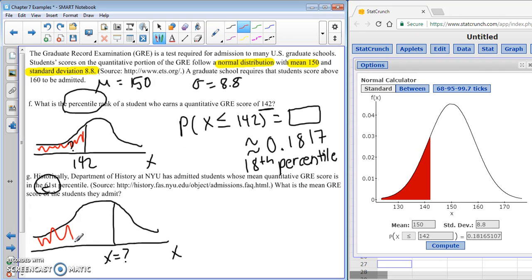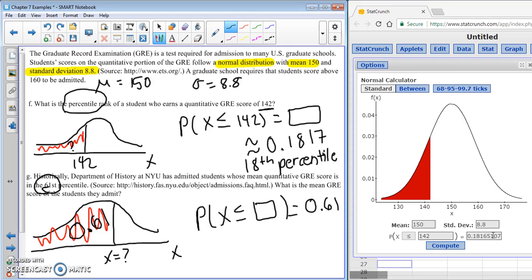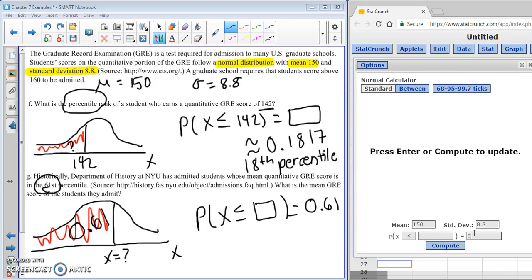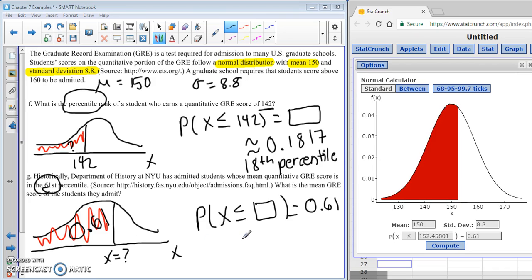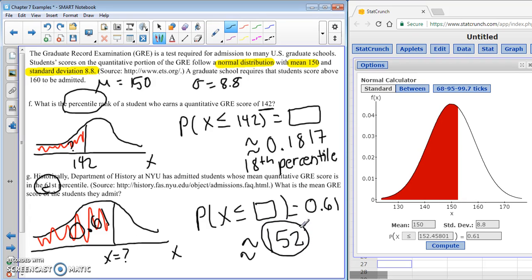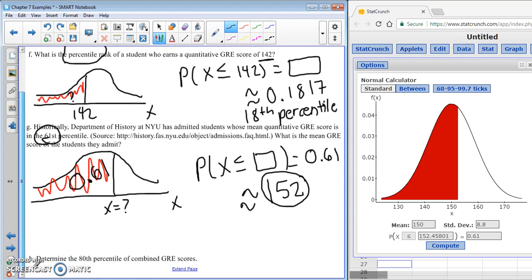So we know in this case, this time, that our area is 0.61. Right? We have our mean, our standard deviation. We're looking for the probability that x is less than or equal to some value, and that is equal to 0.61. So I'm going to change this to 0.61 and hit compute here. This is approximately a score of 152. So 152 is about at the 61st percentile.